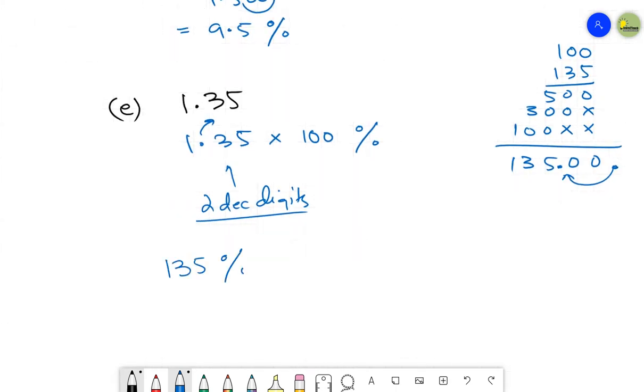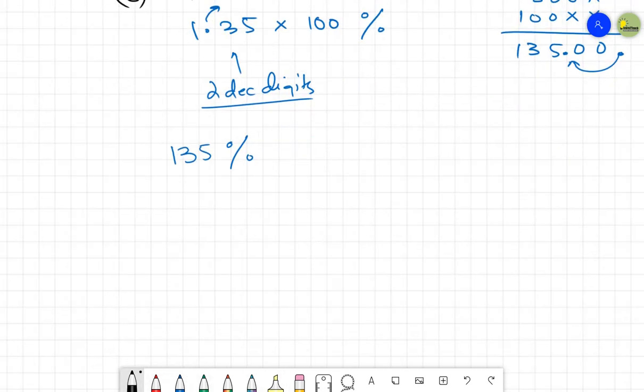135%. Okay, there is no need to write 135.00. Why? Because when there are 0s after the decimal point, they have no significance. It is 135% only. This is your answer. Now let's do the last part.